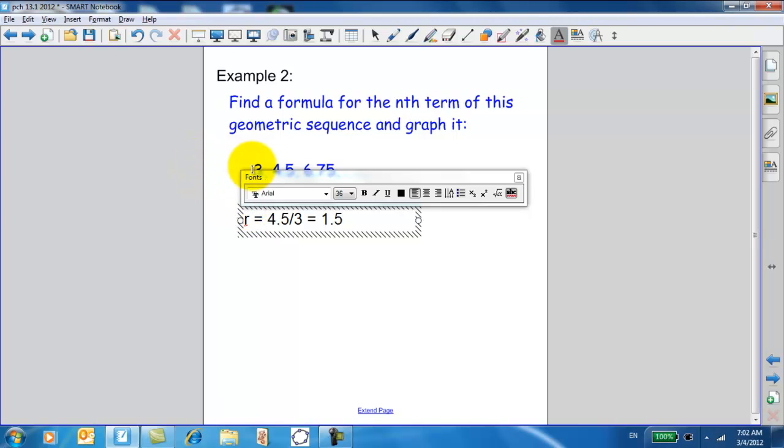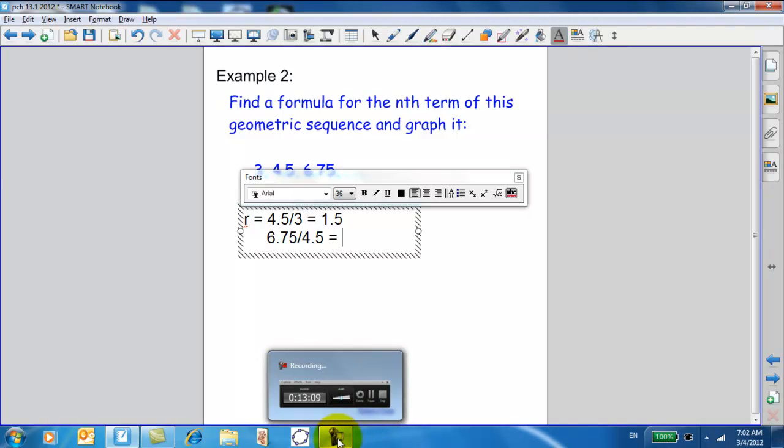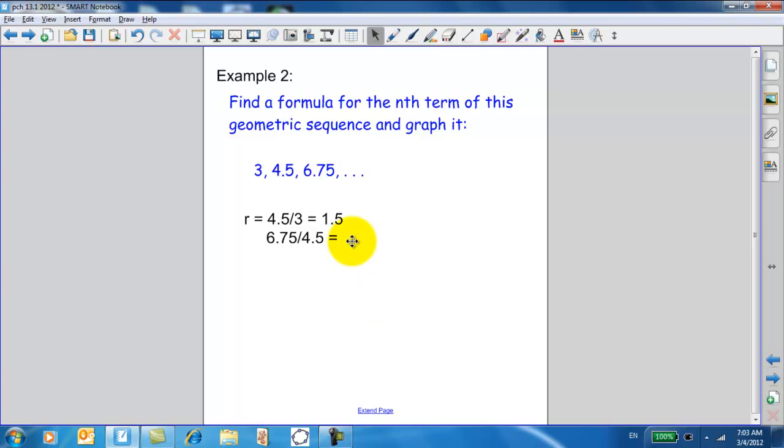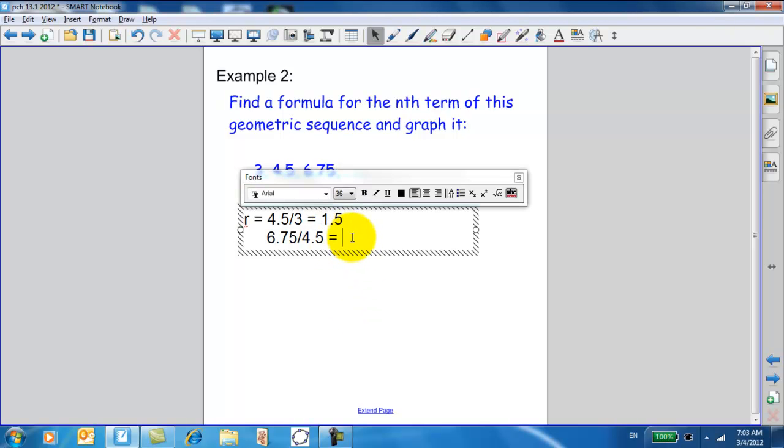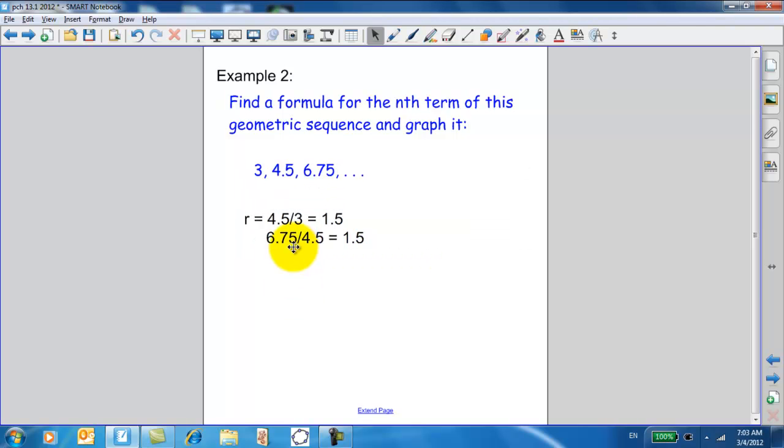You get the same answer if you take the 6.75 divided by 4.5. Let's check that on the calculators. 6.75 divided by 4.5. And you get, again, 1.5. So I'm convinced the common ratio is 1.5.